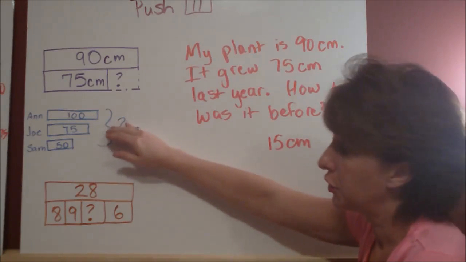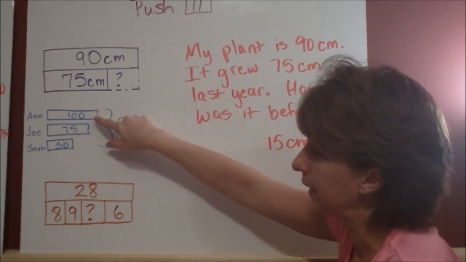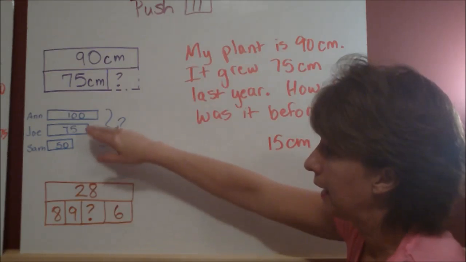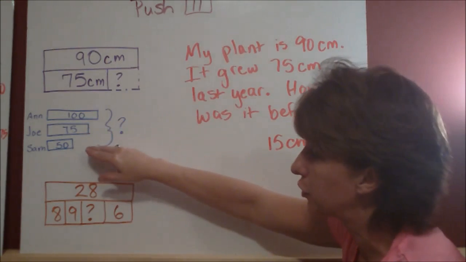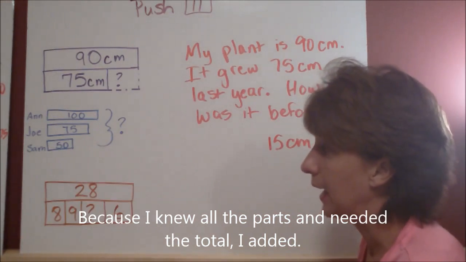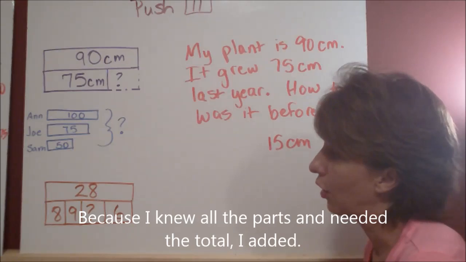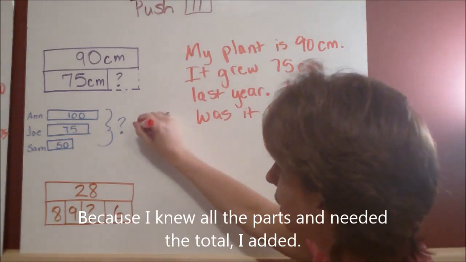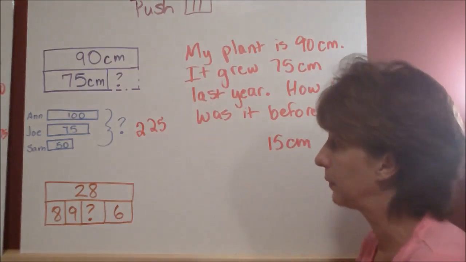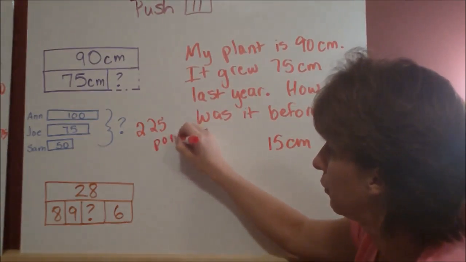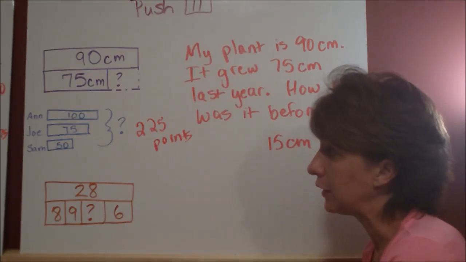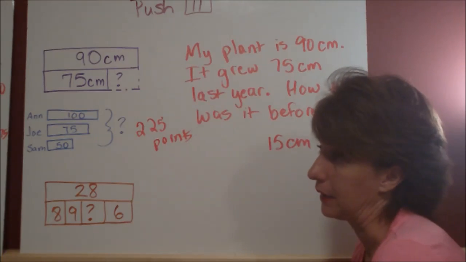This problem should have said something about what Ann did and Joe did and Sam did. Maybe they each earned points. Ann earned 100 points, Joe earned 75, and Sam earned 50. And your question would say, how much did they earn in all? And so, 225, whatever your story was about. If it was about points, you'd have to have written points. If it was about money, you would have had to have written dollars or pennies or whatever it is you wrote your story about.